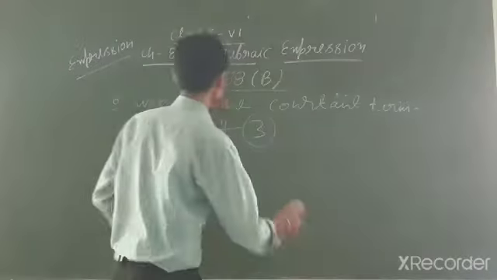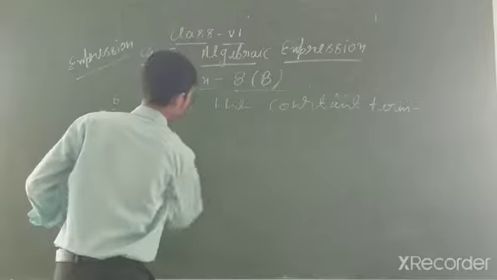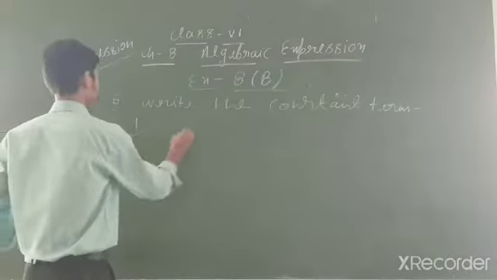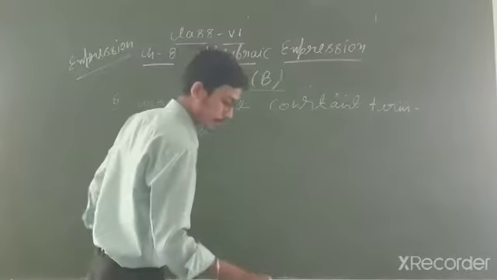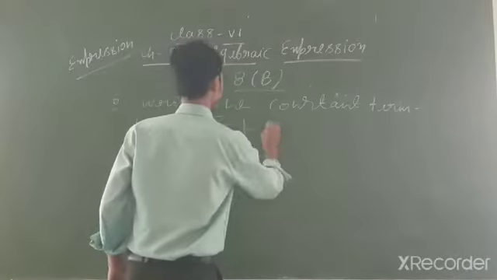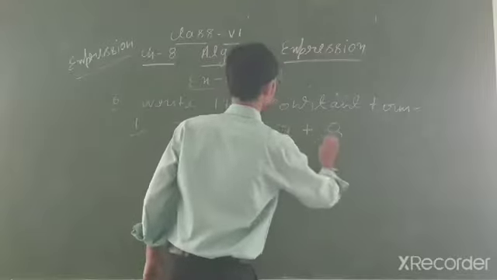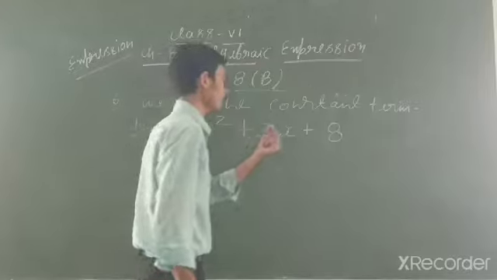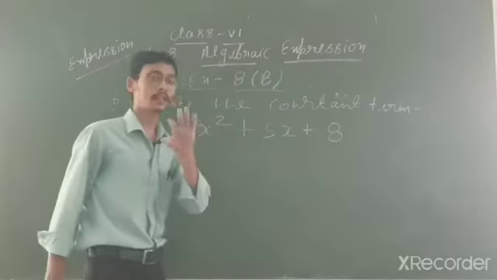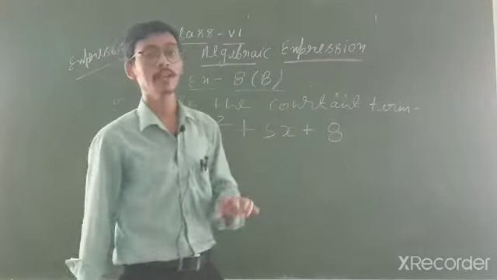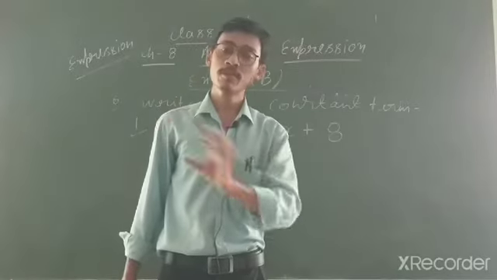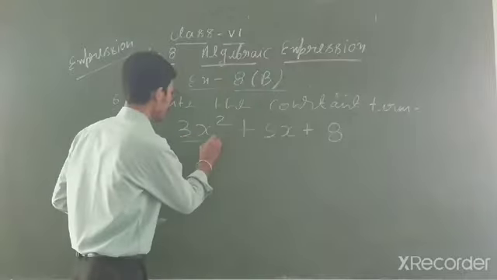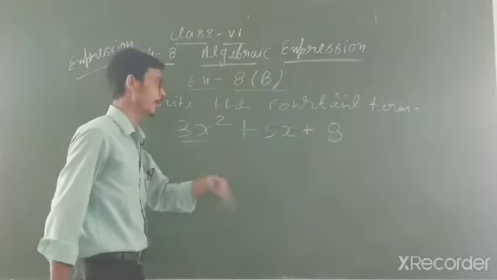So now come to the question. Question number first I am going to take. First, 3x square plus 5x plus 8. Clear student? Now here what is constant? See carefully. You can say, sir, 3 is constant, 5 is constant, 8 is constant. But this is totally wrong. Why? You have to find out only constant. Constant means there will be no combination of variable and constant. Here you can see this is the combination of variable and constant. So this is not only constant.